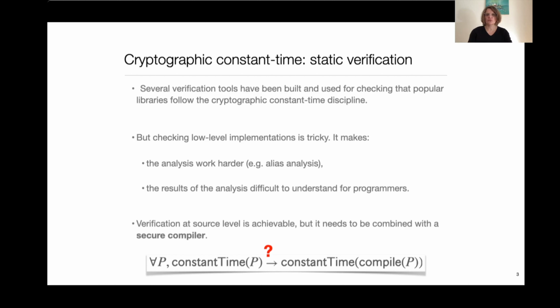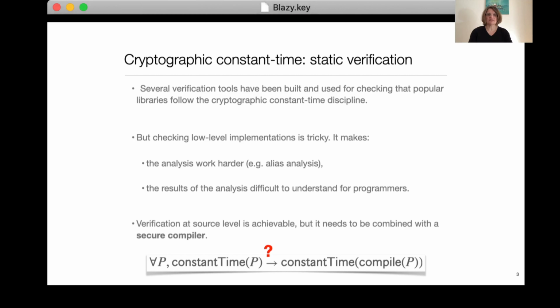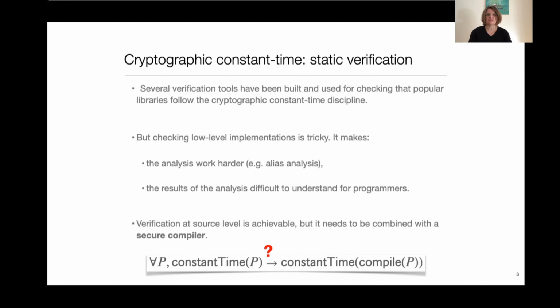In a previous work with David Pichardy and Alex Trieux, we provided a verification tool operating at source level and based on the Verasco abstract interpreter. Starting from secret values given by the user, our analyzer infers statically all the secret values of the program, and thus it may ensure that a source program is constant time.